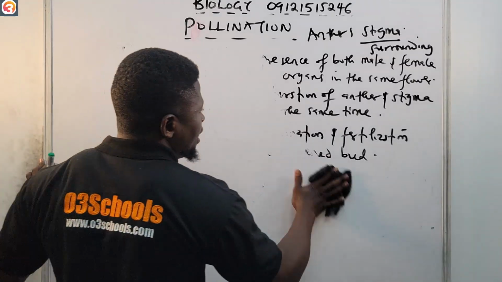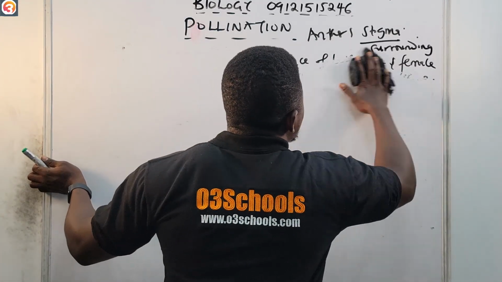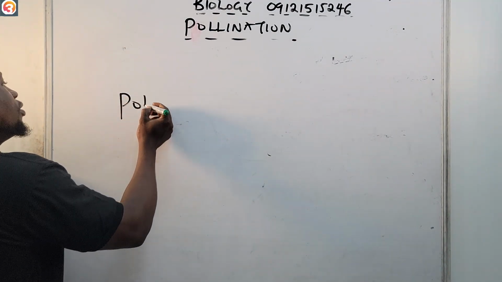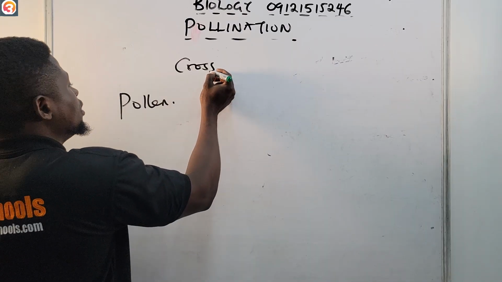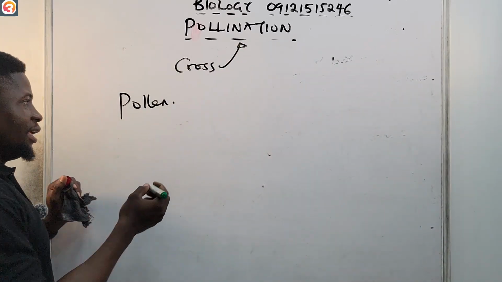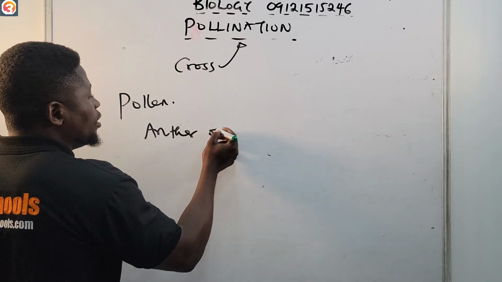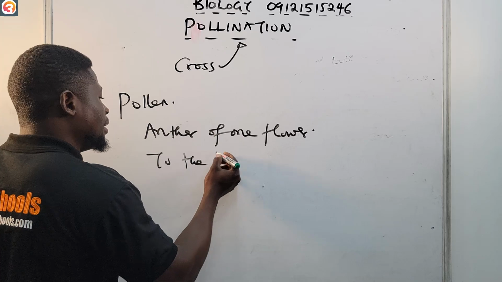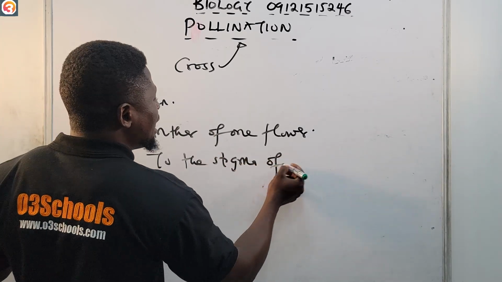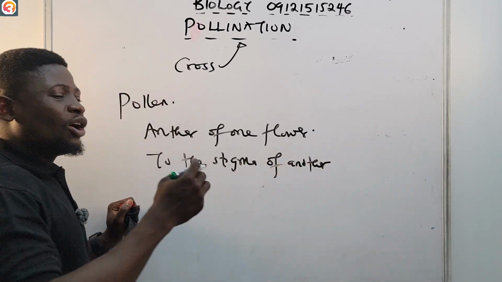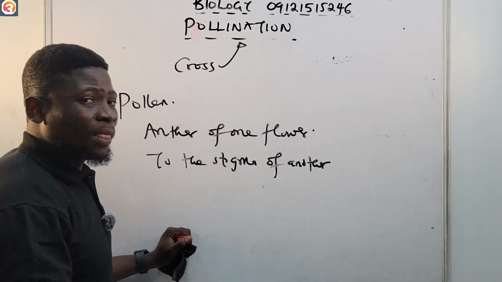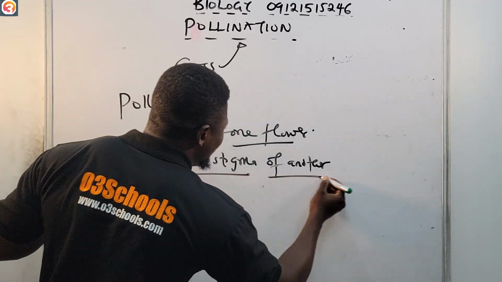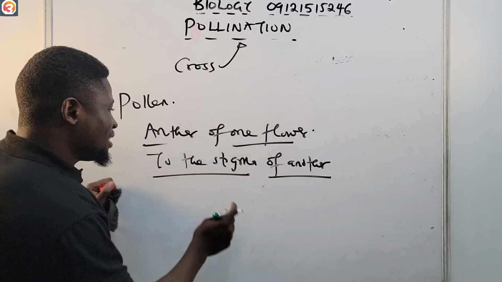Now, what do you know cross-pollination is? That one is very, very easy. Cross-pollination is the transfer of pollen from the anther of one flower to the stigma of another flower on another plant. The transfer is from the anther of one flower to the stigma of another flower, and this stigma is on another plant.